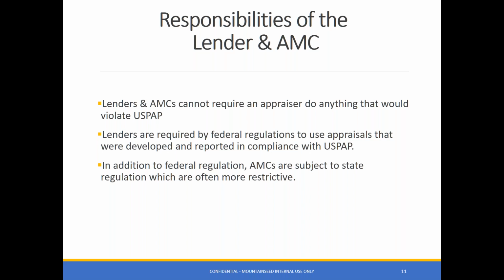And again, to repeat myself, lenders are required by federal regulations to use appraisals that were developed and reported in compliance with USPAP. And in addition to federal regulations, AMCs are also subject to state regulation, which is often more restrictive. We'll talk about a couple of instances later on in this presentation where AMC laws that apply to management companies are more restrictive than USPAP.